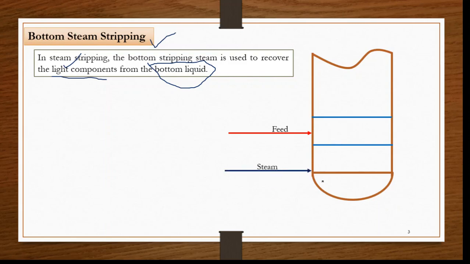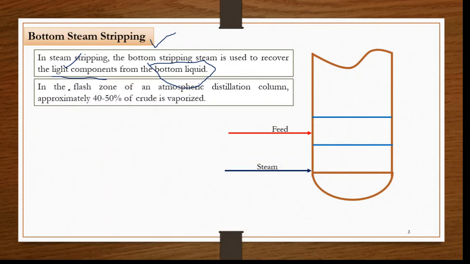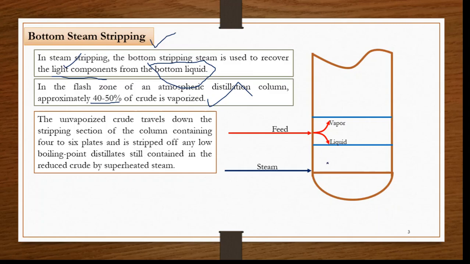Steam is sent into the column at a very low level, at the last level, totally at the bottom section. Normally 40 to 50% of the crude is vaporized in the feed section, and the remaining comes into the bottom section as liquid. We can vaporize 3 to 4% more with the help of the steam. So the liquid coming into the bottom section is stripped with the help of the steam.